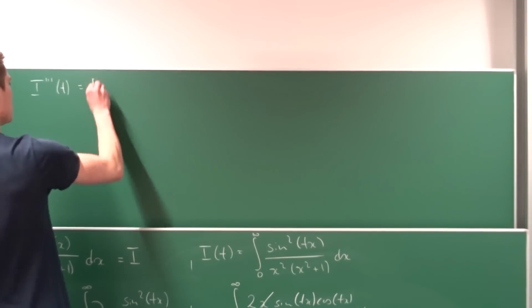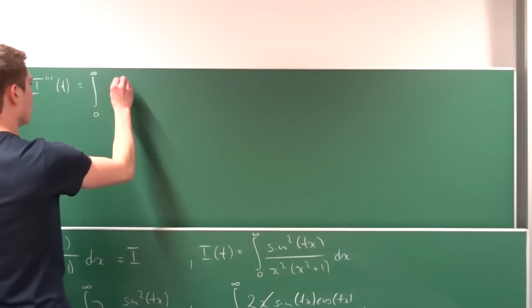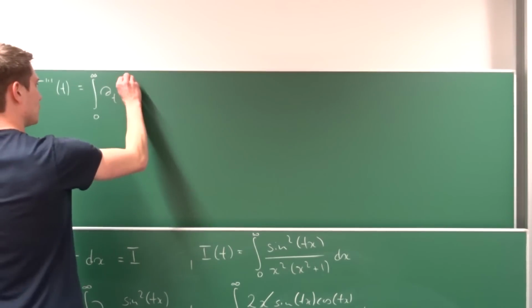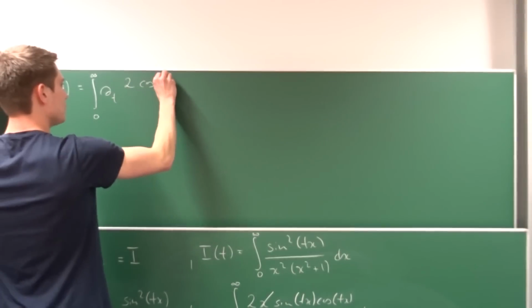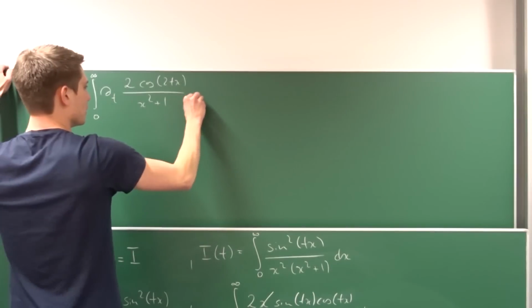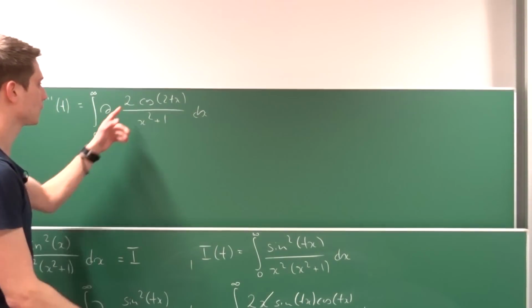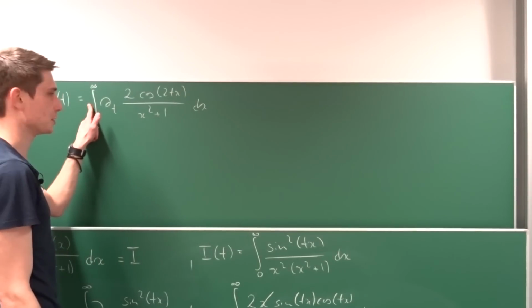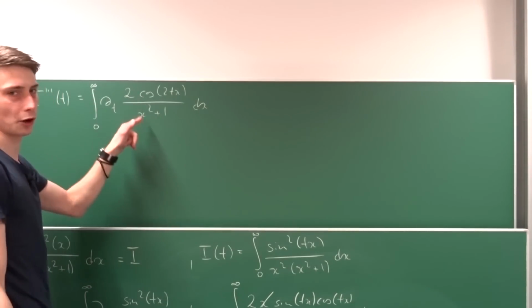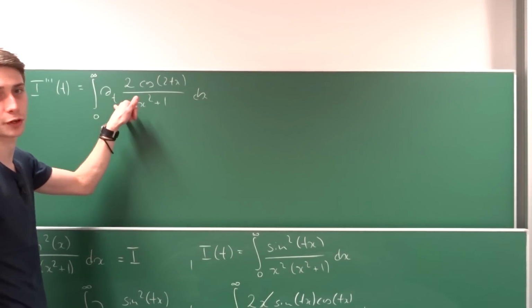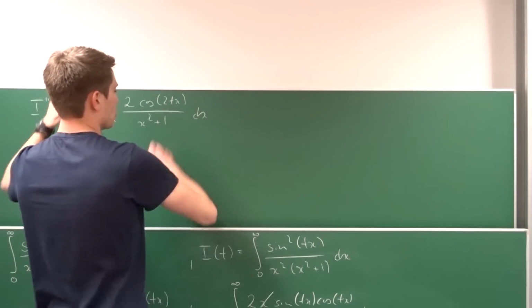So this is now the integral from 0 to infinity of the partial derivative in terms of t of 2 times the cosine of 2t times x over x squared plus 1 dx. This 2 is just a constant, so we can bring it to the front of the integral. And also 1 over the denominator is independent of t, so we can bring it to the front and we just have to differentiate this cosine term.